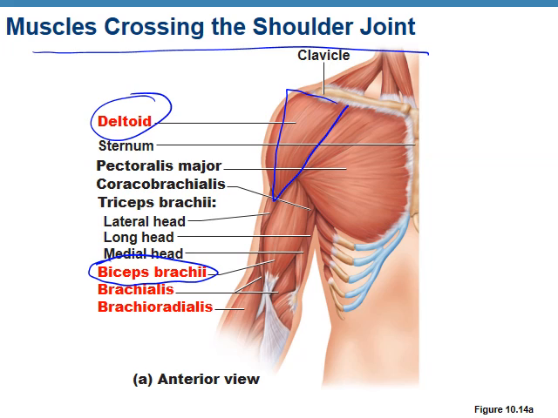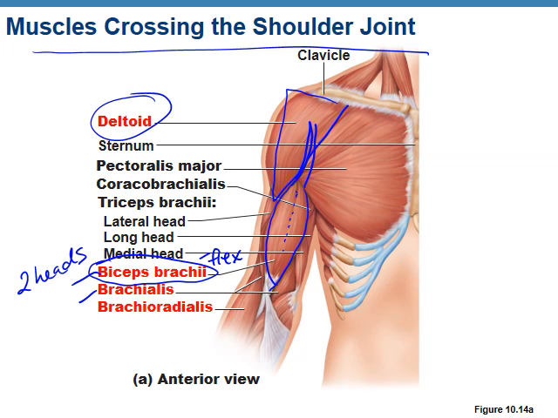Next we have the biceps brachii. This muscle here is the biceps brachii. Not sure if you can see the indentation, but biceps means two heads. So the attachment point, the two heads, are deep to the deltoid. You'd have to remove the deltoid to see it. Biceps brachii is going to flex the arm.